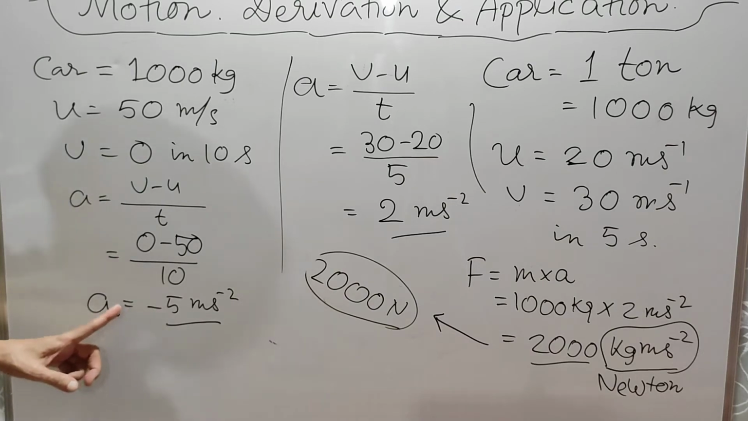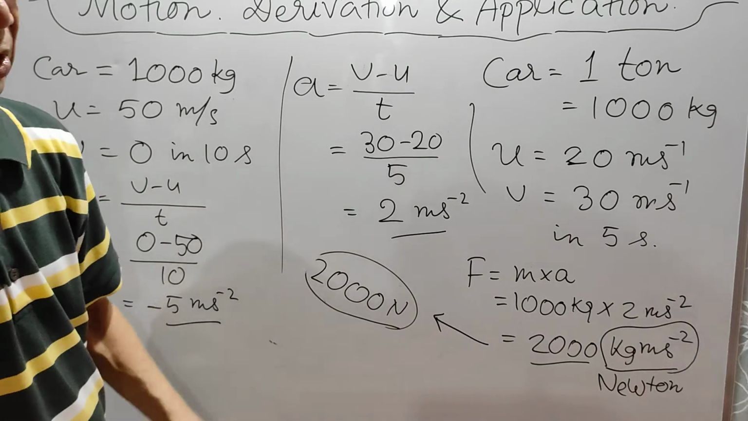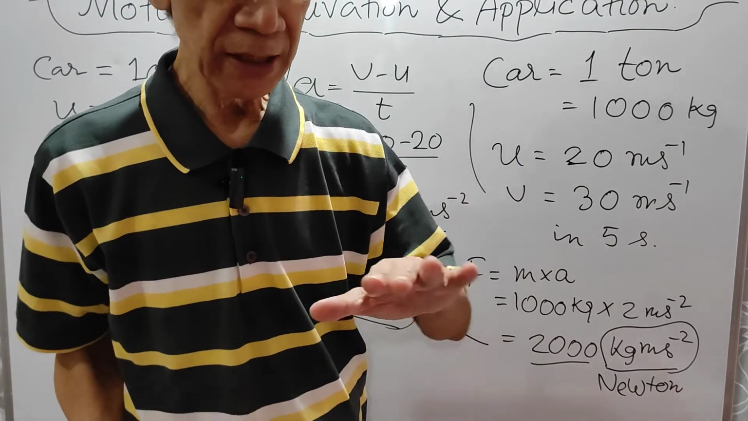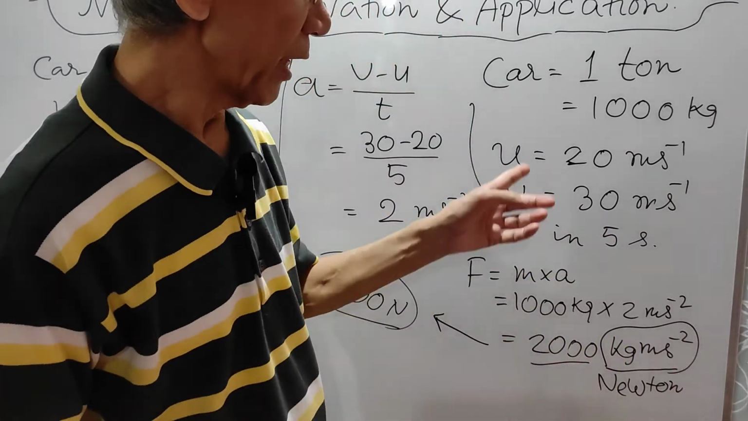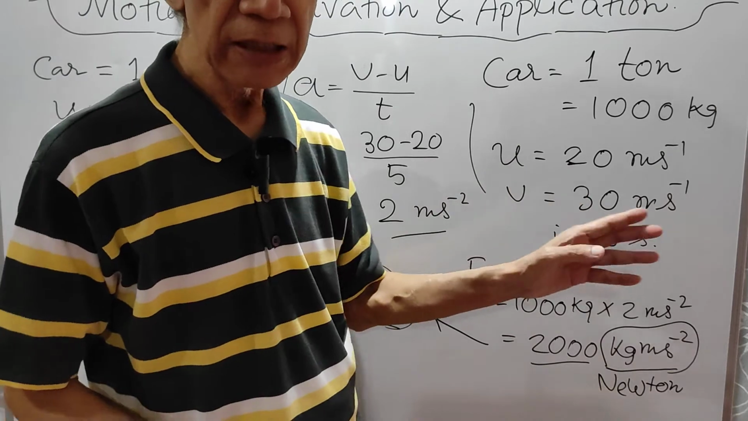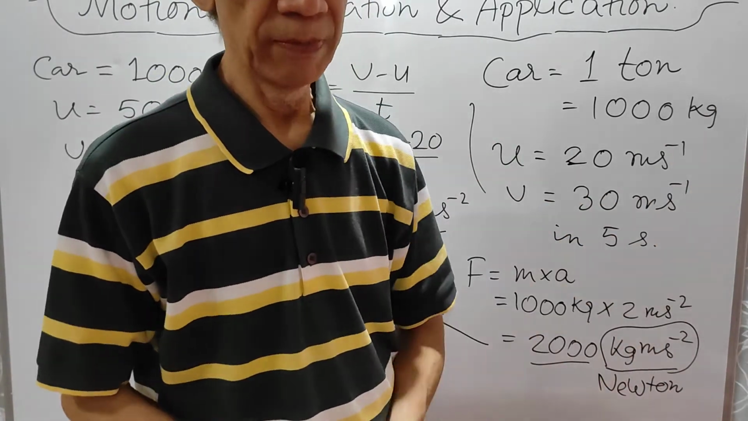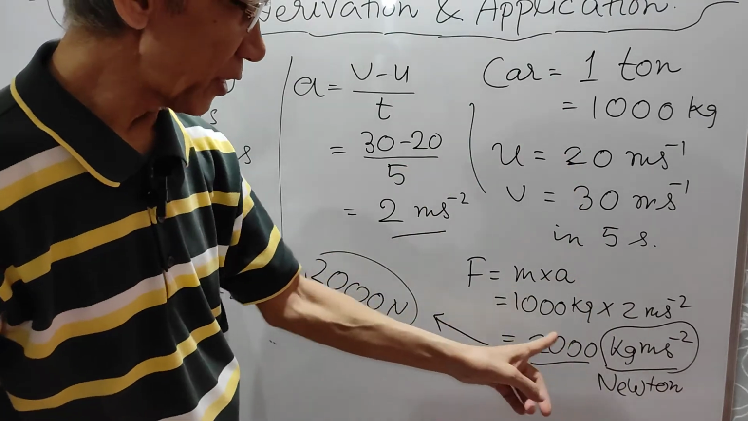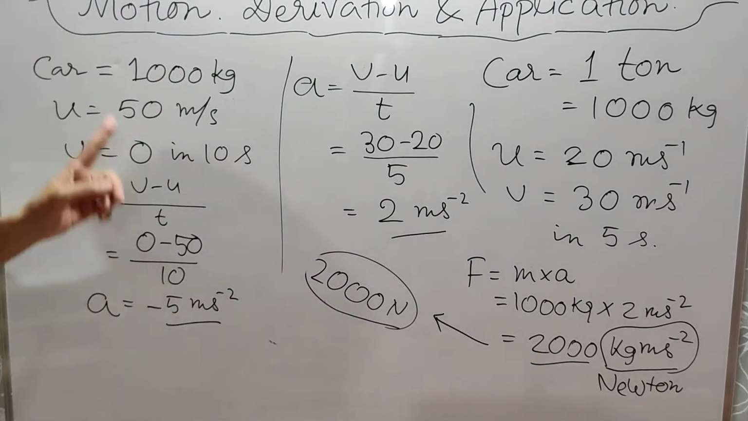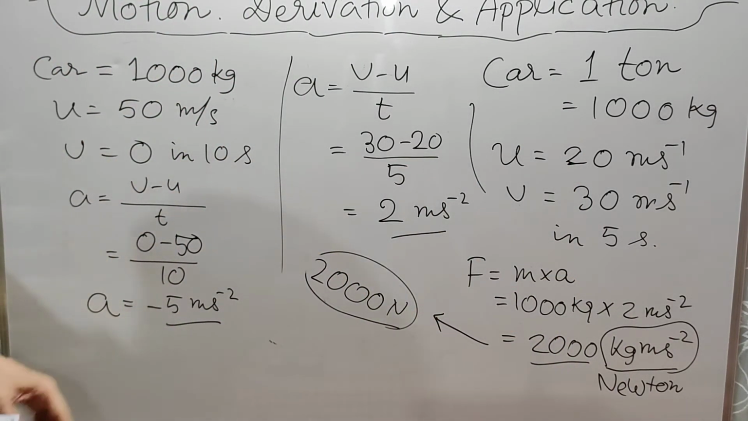Now this minus is negative acceleration. When the brakes are applied, the car slows down. That means the car acquires negative acceleration. But when the accelerator is applied, the car speeds up. That means the car acquires positive acceleration. So this is a case of positive acceleration, and this one is an example of negative acceleration. This is why this minus is coming.